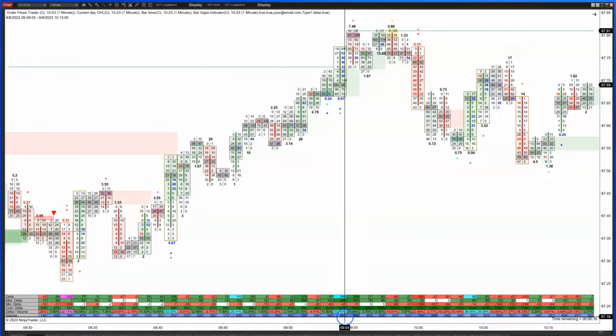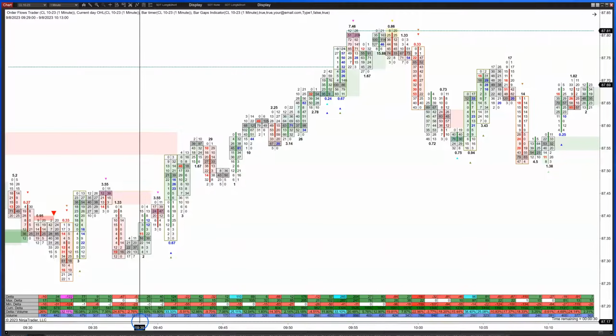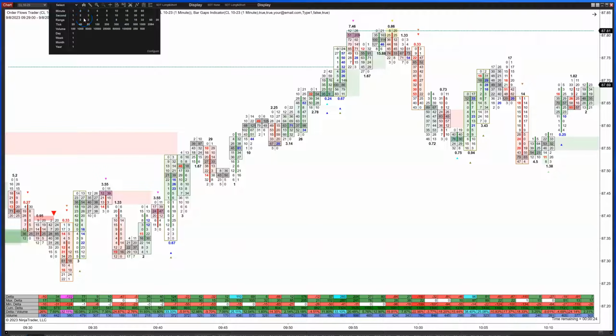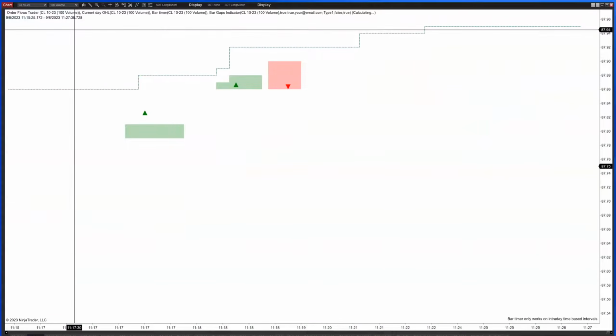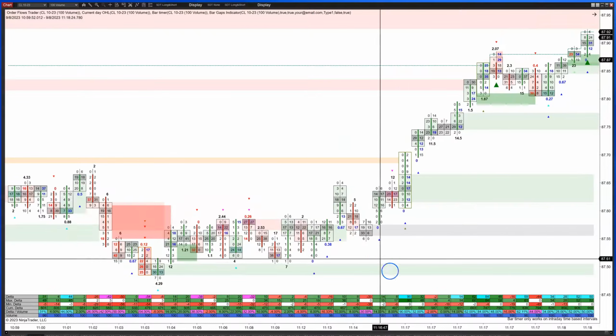You can see some bars here, 900, 800, 400, 700. Here's nothing, 170, 181. So for volume, you really got to find a sweet spot. 100, I think, is too small. That's just, in my opinion, way too small.